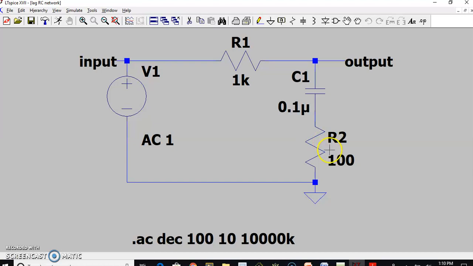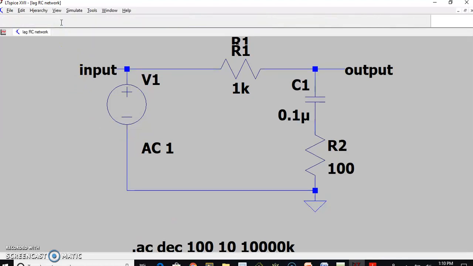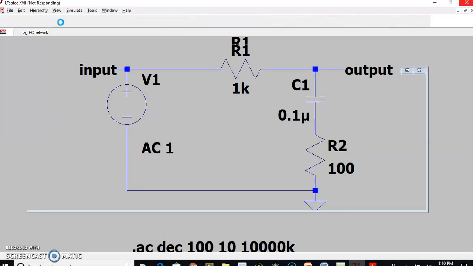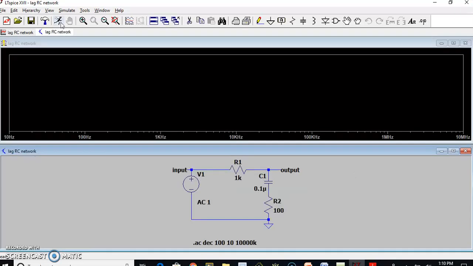So this is R2 and C1, which represent the zero position, and R1 plus R2 into C1 will represent the pole position. So let us do the frequency response, for which I am doing .ac decade. Let me run this. In this case also we get a phase of minus 54 degrees at 5.02 kilohertz. It is not in terms of radian per second.